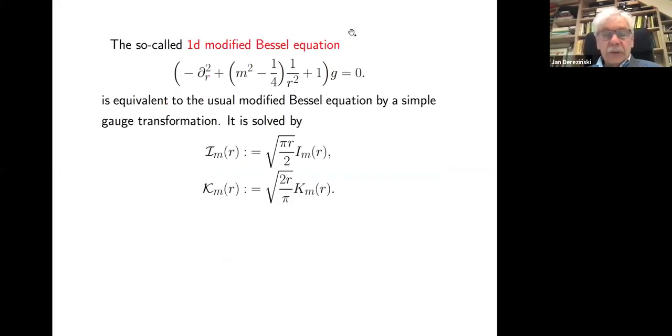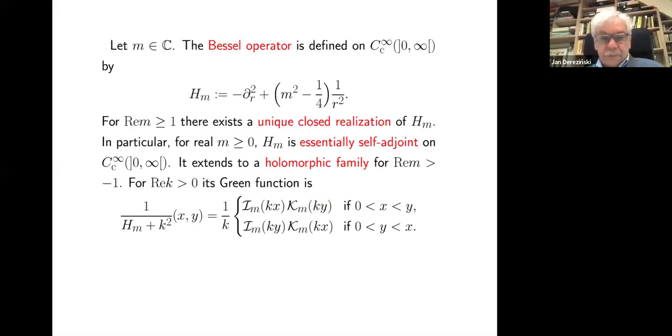Now there is a different equation which is very closely related to the Bessel equation. It is sometimes called the one-dimensional Bessel equation. Here it is on the slide. It is also solved by the McDonald function, but you have to multiply by the square root of r. I will denote them by calligraphic letters, which will be used shortly.